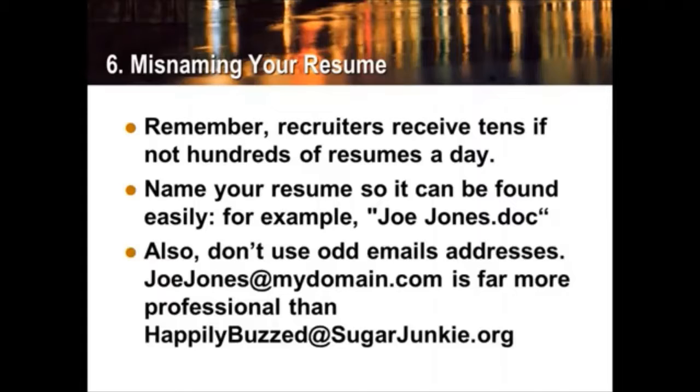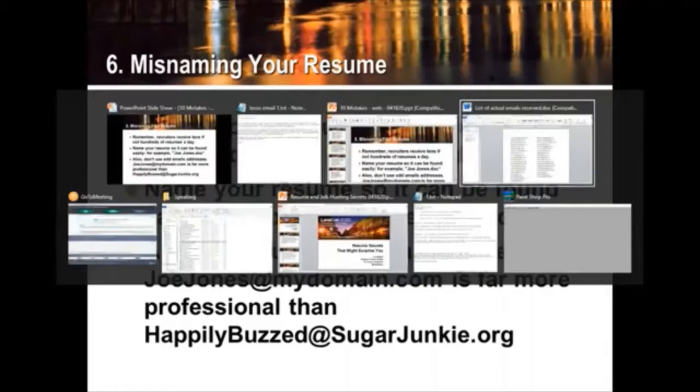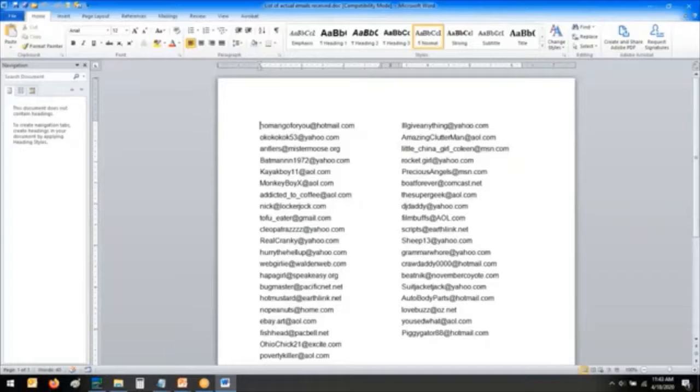Now, this next thing is kind of a subset. Don't use odd email addresses. joejones@gmail.com is far more professional than happybuzzed@sugarjunkie.org. And lest you think that I am making this up, I'm going to share some actual email addresses that people have used to apply for jobs. I rearranged them so they're not actual emails, for privacy's sake.